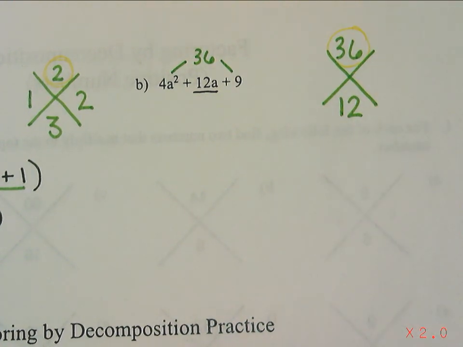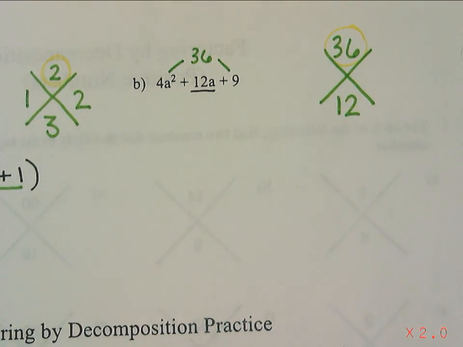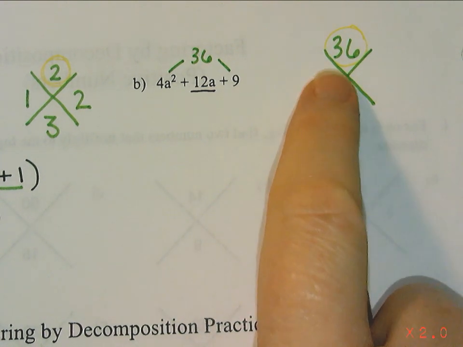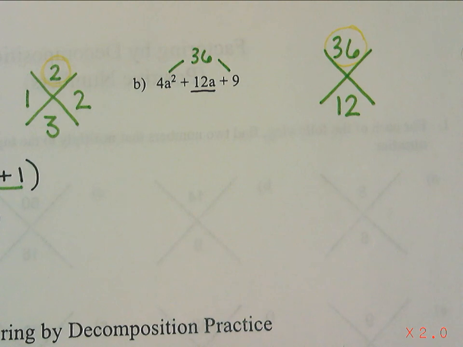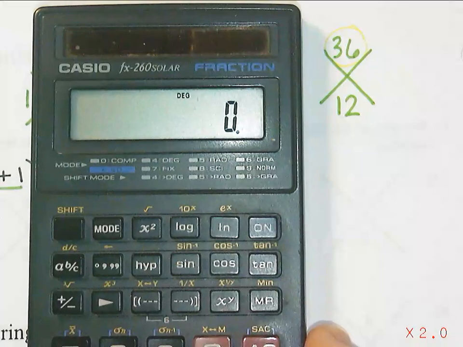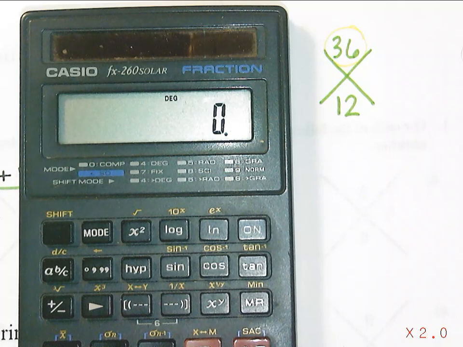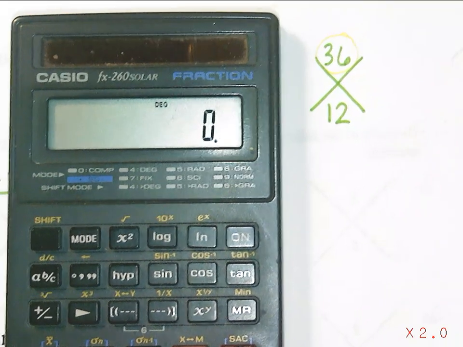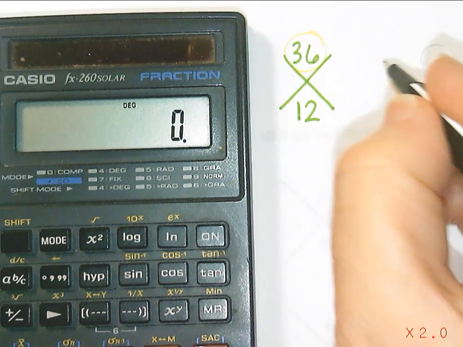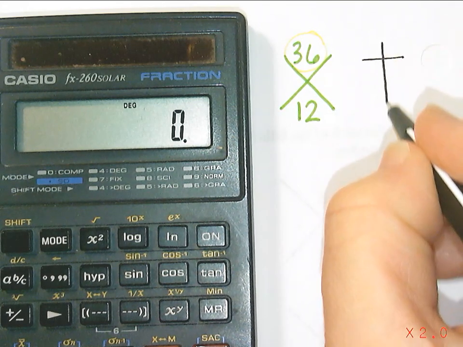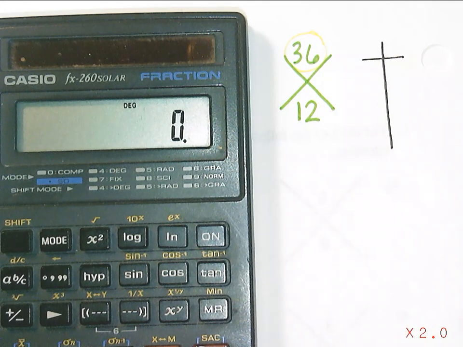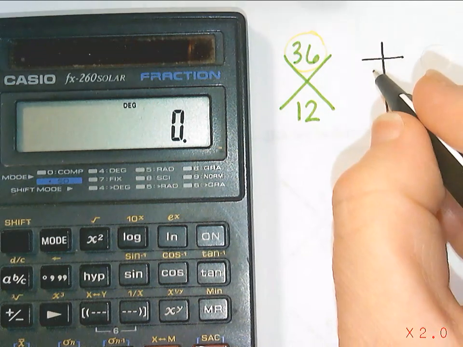to add to 12. Now, we did our last example using our multiplication grid, and you can absolutely use your multiplication grid for this, but I thought for this one we would try using a calculator to help us out. So if I'm going to use a calculator to help me find the numbers, I usually just make a little chart on the side and I work my way through starting with 1.